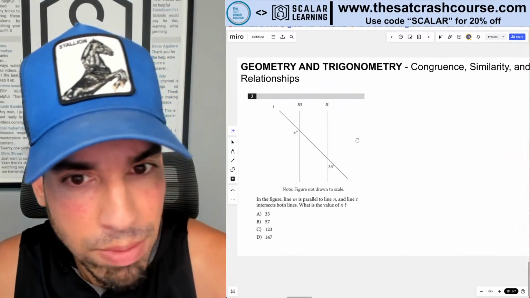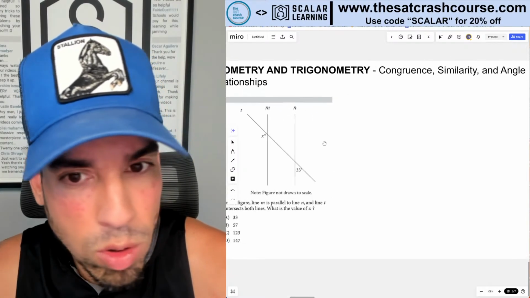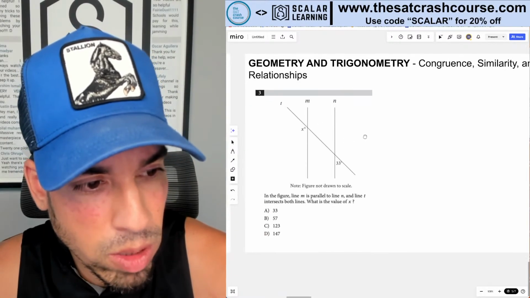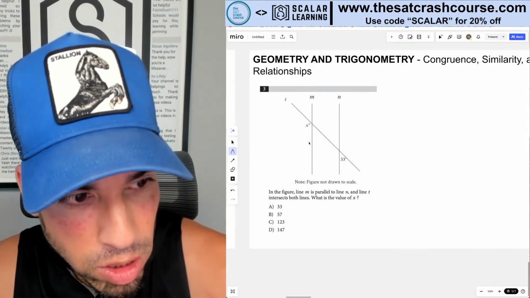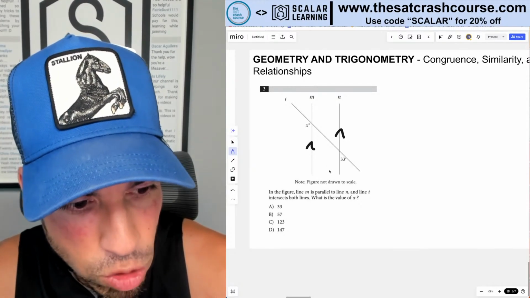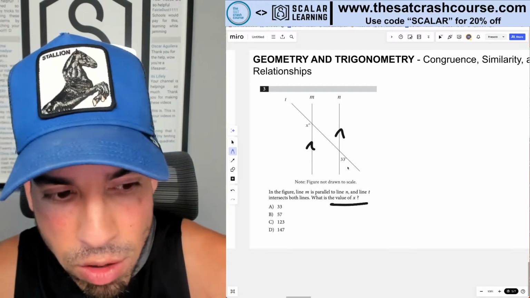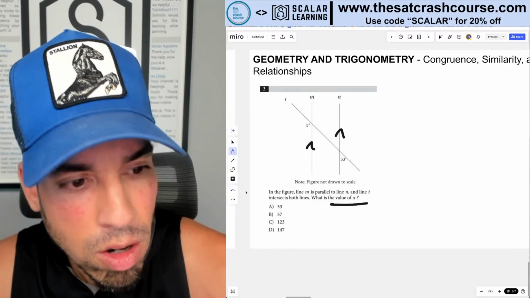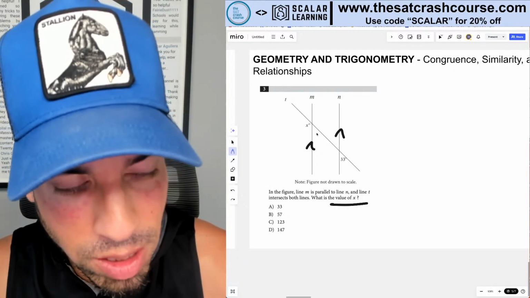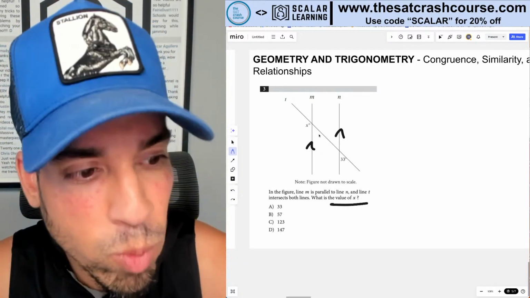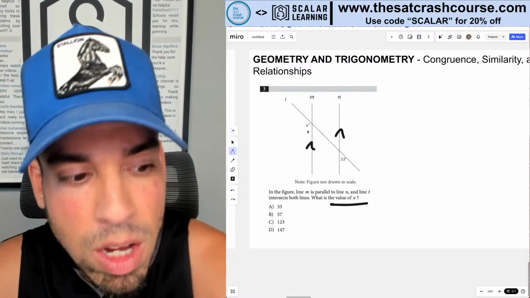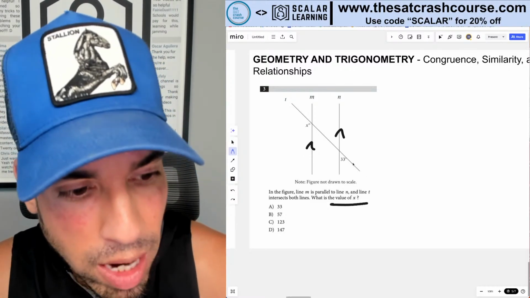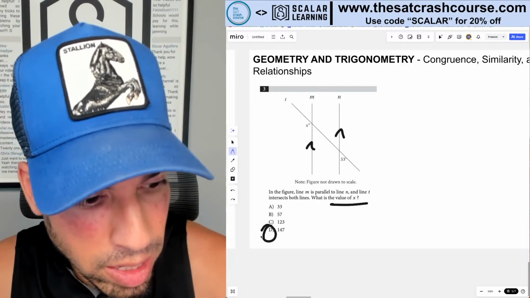We only got 5 questions left, guys. Here we go. This is an angle question: congruence, similarity, and angle relationships. They're usually going to tell you these are parallel, but make sure that they do. So these two are parallel. And then it says, what is the value of x? What is the relationship of these two angles? They are same side exterior, which has the same relationship as same side interior, which is that they are supplementary. Supplementary means they add up to 180. So what plus 33 is 180?